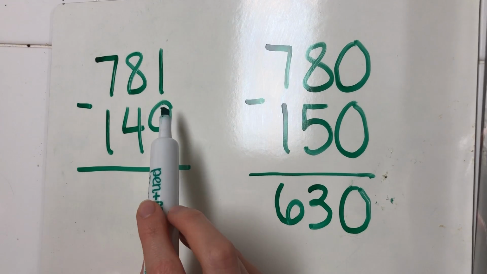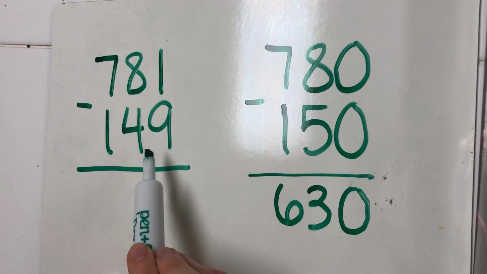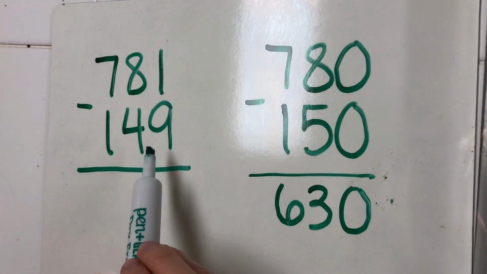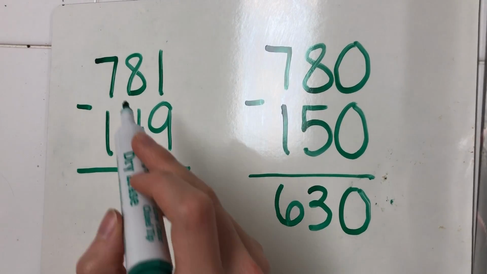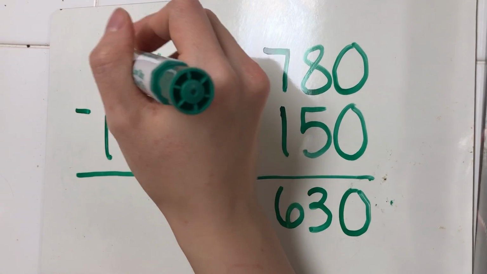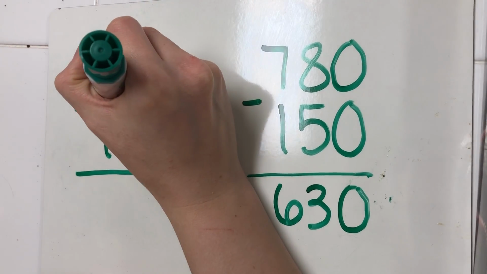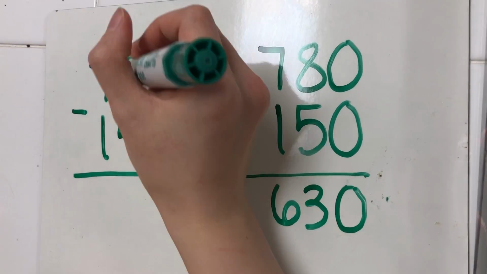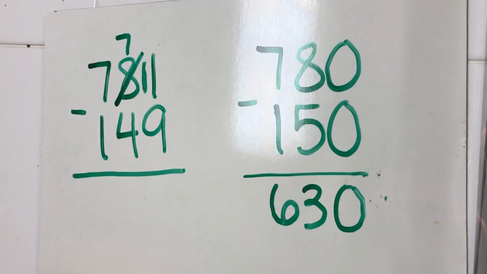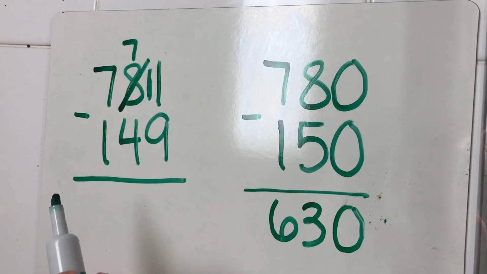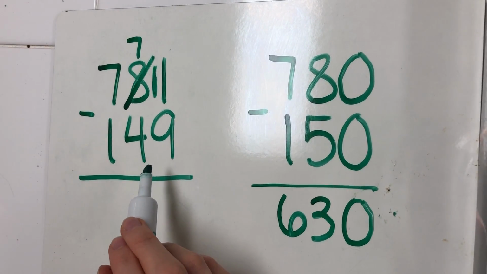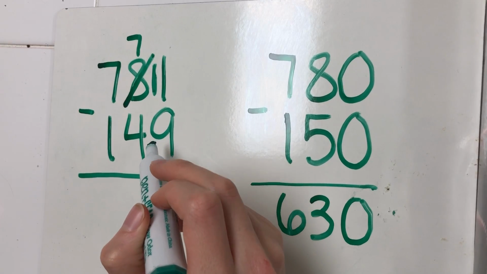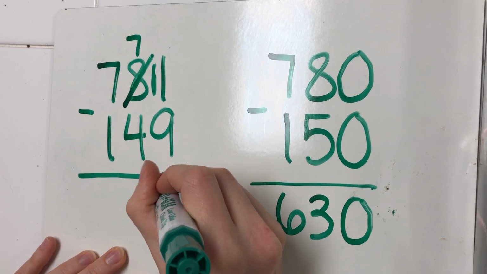So now we start with the ones place, remember? And we ask ourselves, do I have enough ones? No, I do not. I need to borrow. So we're going to take from the tens place, which is at 8, cross it out, it becomes a 7, and we put the 1 in front of ours, and now this is 11. Now I can ask myself again, do I have enough ones? And the answer is yes, because I borrowed. And so 11 minus 9, that would be 2.